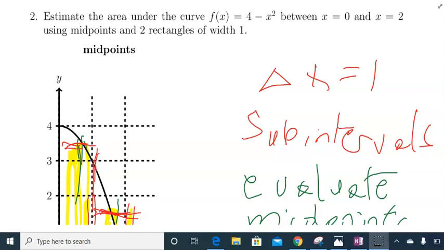Okay, and let us look at this. Estimate the area under the curve.